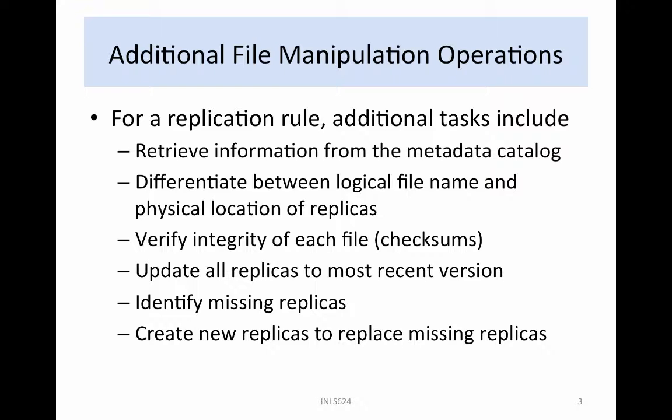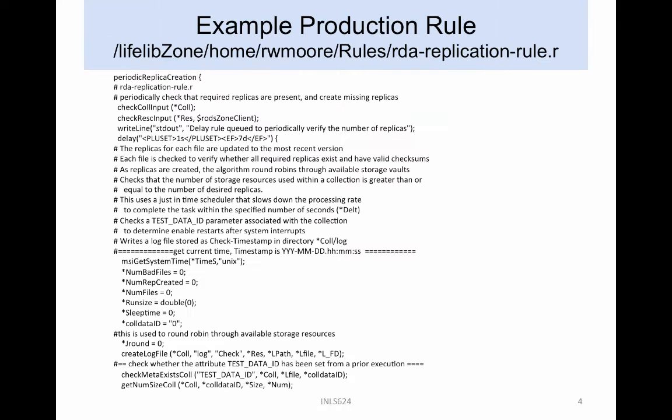A similar list could be made for rules related to authenticity, description, retention, disposition, distribution, and access controls. In each case, the information stored in the metadata catalog is used to check the properties of the data grid collections. An example production rule is shown here and is available at lifelibZone, home rwmoore rules rda-replication-rule.r. This is the most sophisticated rule we will examine this semester.